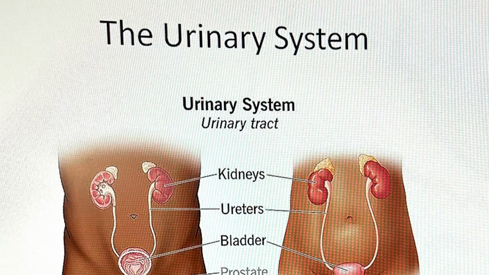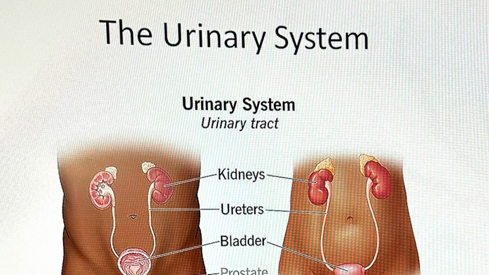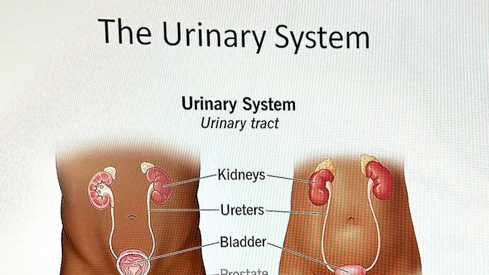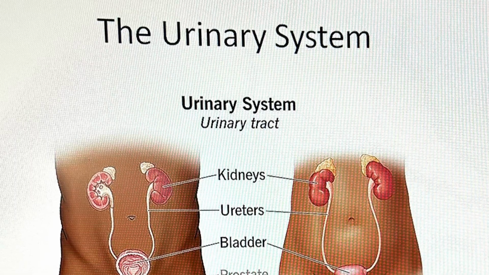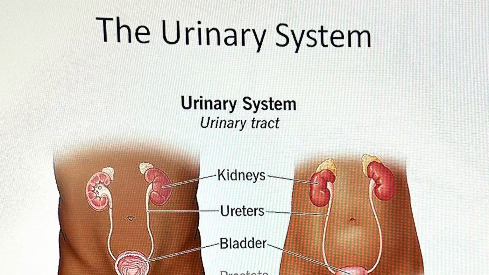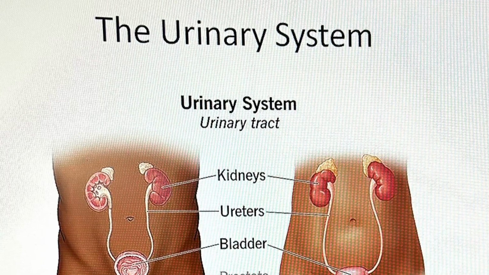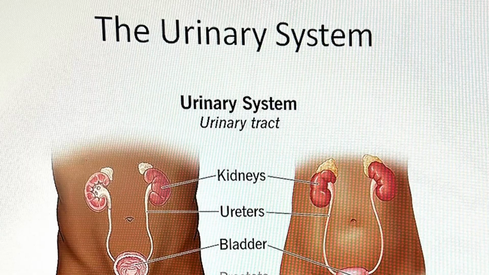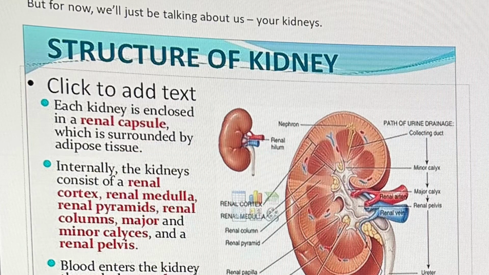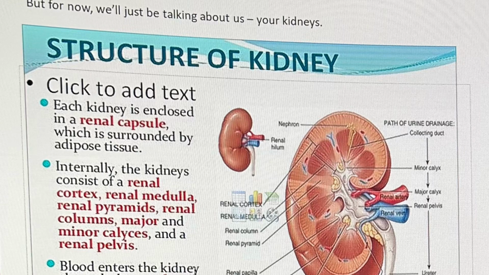So your kidneys belong to the urinary system. And your urinary system includes your kidneys, ureters, your urinary bladder, and your urethra. This system filters your blood, removing waste and excess water, and this waste becomes your pee. But for now, we'll just be talking about your kidneys.